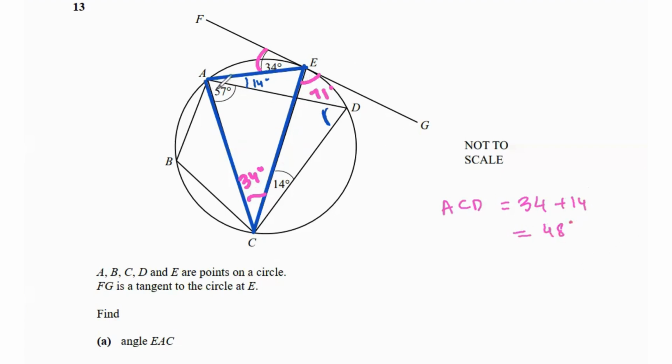Since we're trying to find angle ADC, ADC would be 180 minus 57 minus 48, because the sum of angles in a triangle equals 180. So 180 minus 48 minus 57 gives us 75 degrees. That is this angle.